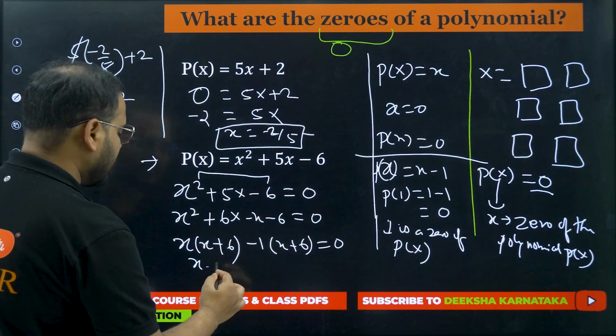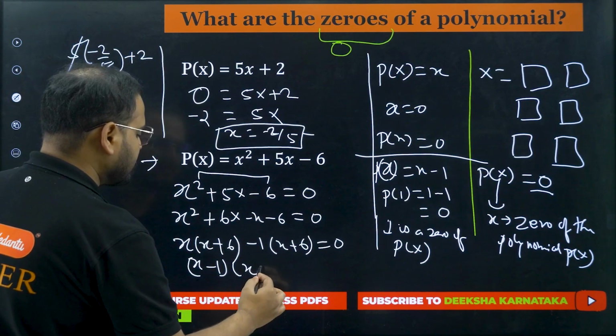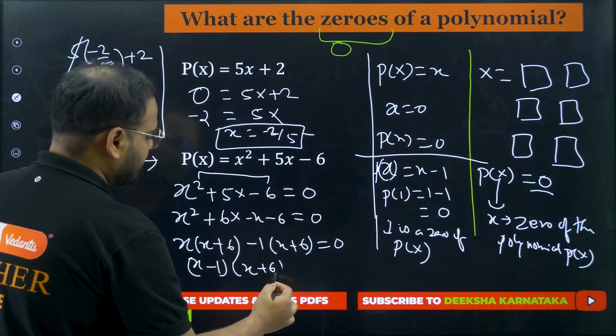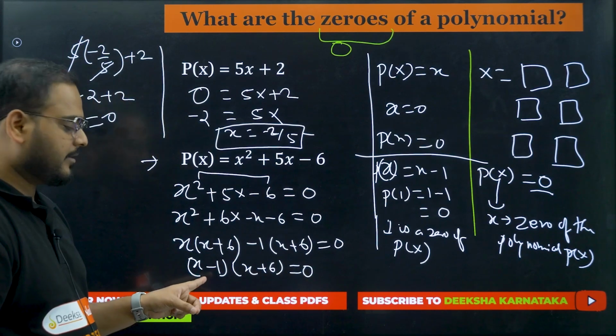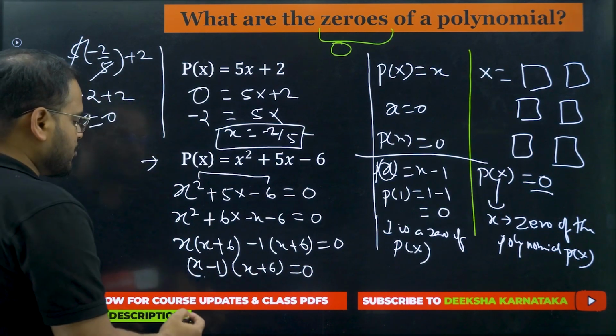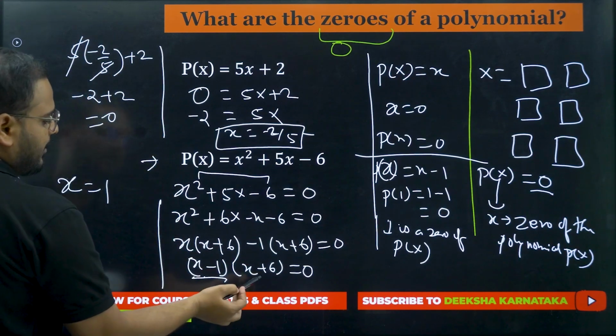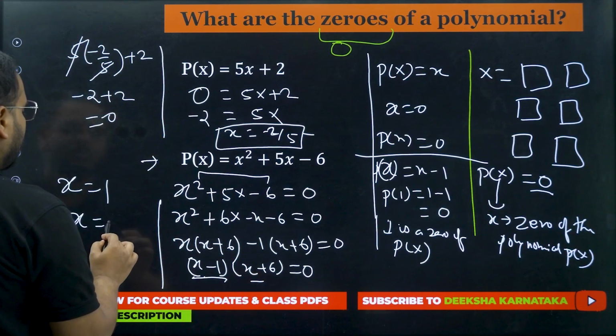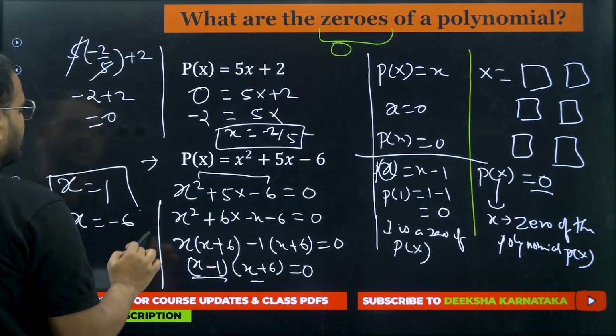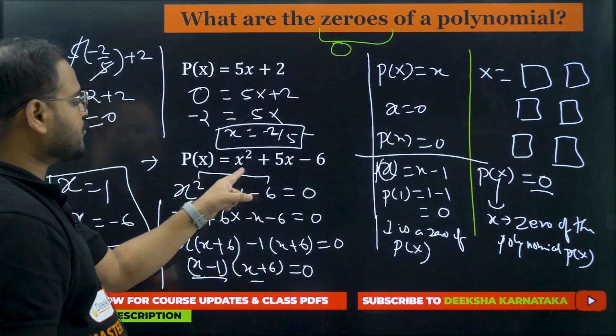Please check. x minus 1 I have and x plus 6 I have. What are the values of x that I am getting? If I equate this part to 0, I get x equals 1. When I equate this part, I get x equals minus 6. So these two are the zeros of the polynomial x square plus 5x minus 6.